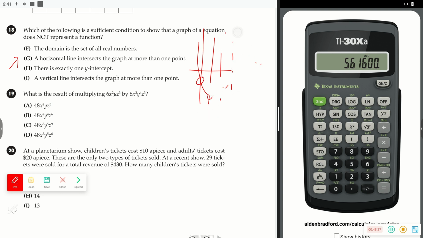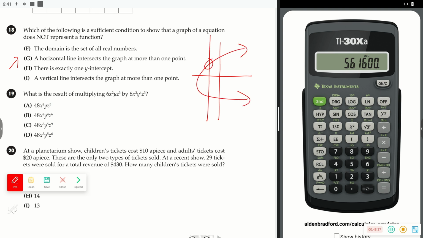If I have another function, I'll erase this one. If I had something like this, where I had a U shaped the other way, and I draw a vertical line, it crosses two different points whenever you draw that vertical line. That's called the vertical line test. That is not a function. So if we look here, it says a vertical line intersects the graph at more than one point. So we know that this is not a function. So the answer for number 18 is I.